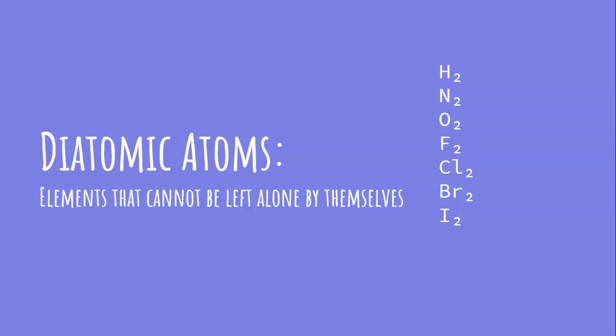So these are called diatomics. They will either pair up with themselves, so N will pair up with another N, or they will pair up with another element. Chlorine might attach to iodine, or hydrogen will attach to fluorine. Most likely it'll attach to hydrogen, but they'll attach to each other so that they cannot be left alone.